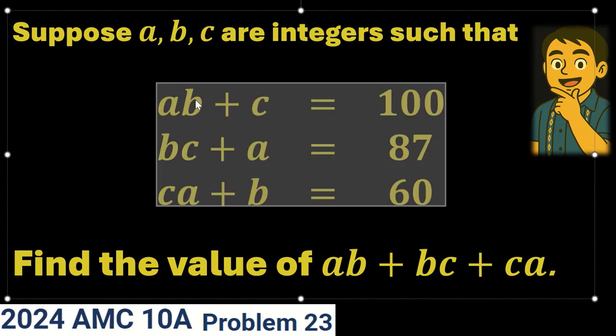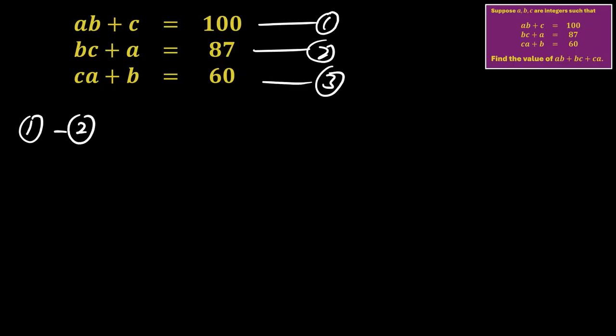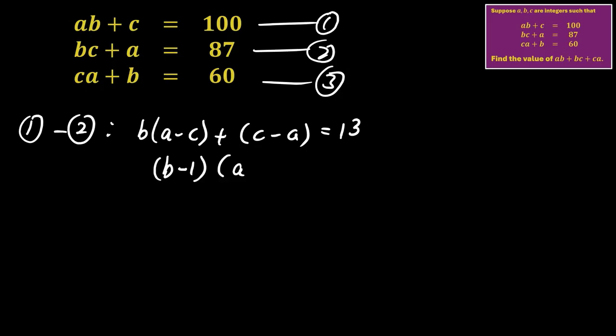First, label the three equations as equation 1, equation 2, and equation 3. From the difference of equation 1 and 2, we have b(a minus c) plus c minus a equals 13, so (b minus 1)(a minus c) equals 13.